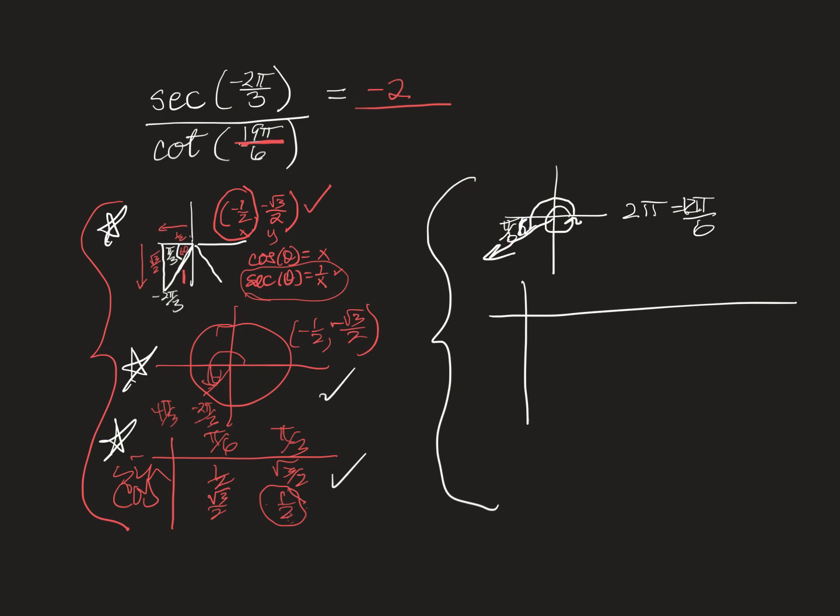Here's pi over 6. I have sine, cosine, and tangent in my table. So you don't have to make this table. I'm just remaking it. And if you'll remember, sine was 1/2, cosine was square root of 3 over 2, and tangent was 1 over the square root of 3.